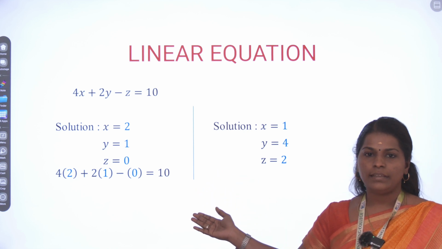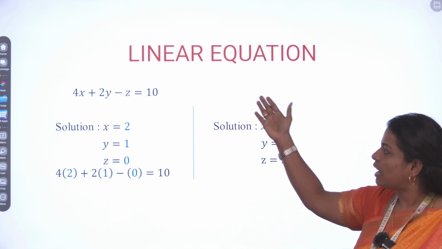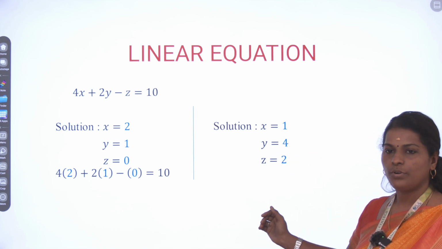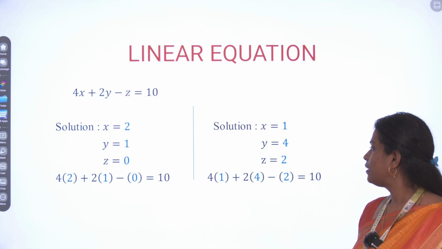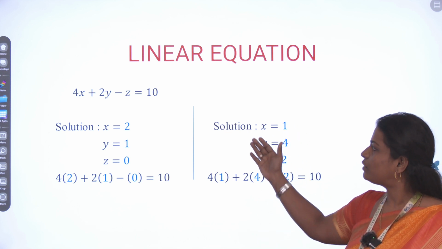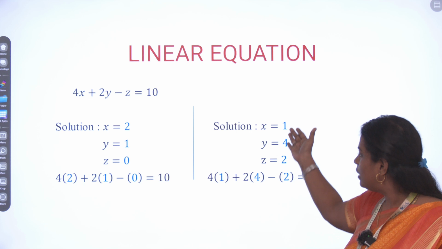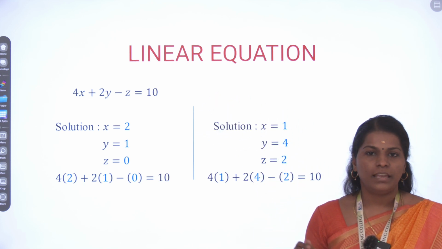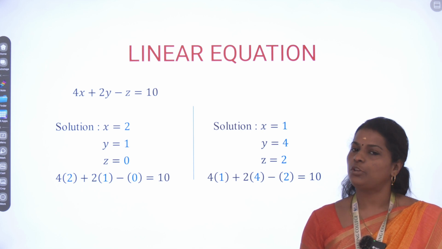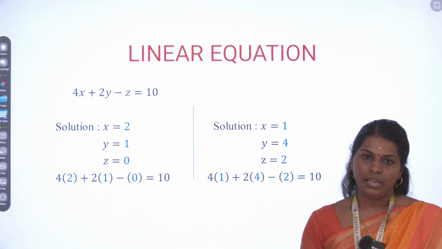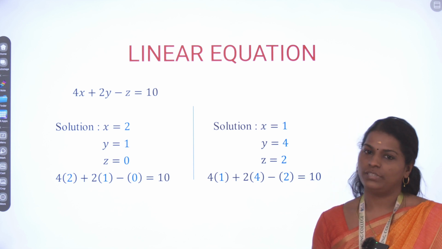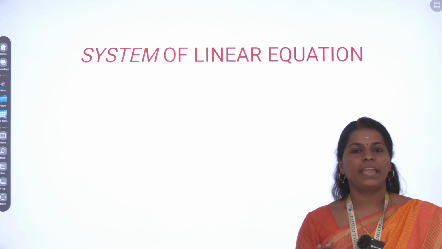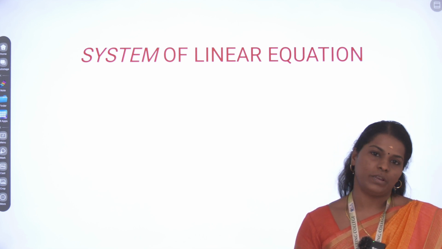We could also see that another set of values also satisfies the same equation. x is equal to 1, y is equal to 4 and z is equal to 2. See, when we substitute all these values in the same equation, these values also satisfy the same equation. Which means it is not necessary that a linear equation should possess only one solution. It may also have many other solutions. Now, our actual aim is on system of linear equations.